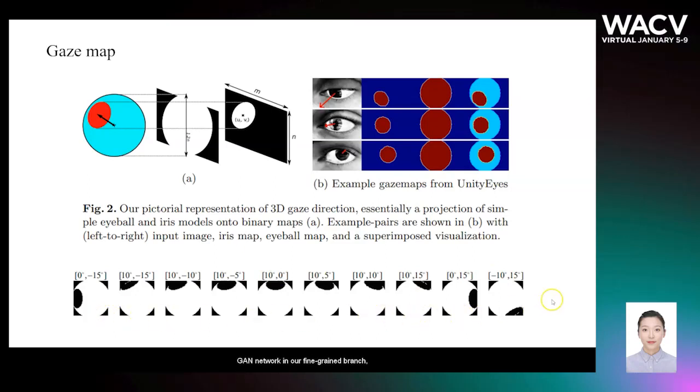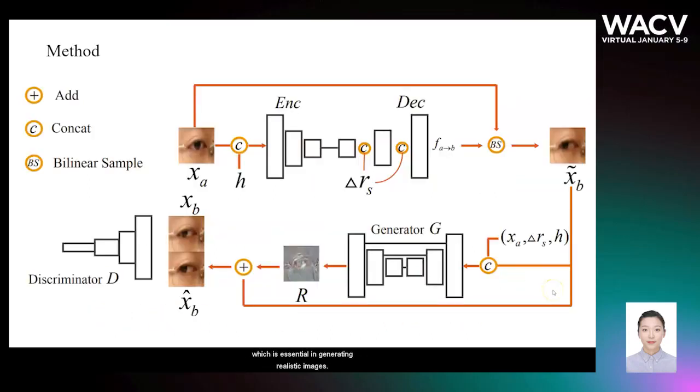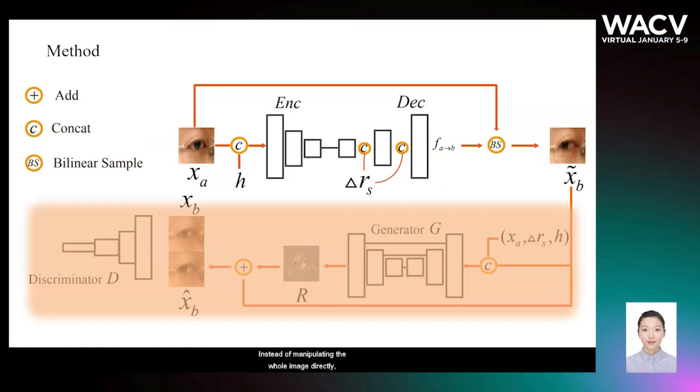Now, I'm going to talk about the designed multitask conditional GAN network in our fine-grained branch, which is essential in generating realistic images. Instead of manipulating the whole image directly, the model learns the corresponding residual image, defined as the difference between the coarse output and the ground truth. We use uppercase R to represent the learned image. Under multiple conditional information, the generator is optimized by the L2 loss and perceptual loss. More details can be found in our paper. Moreover, we use a multitask discriminator which performs adversarial learning and regresses the gaze angle simultaneously.